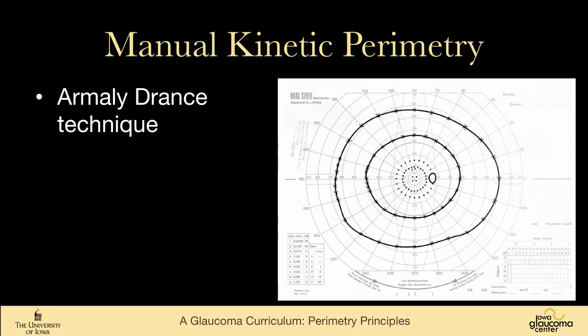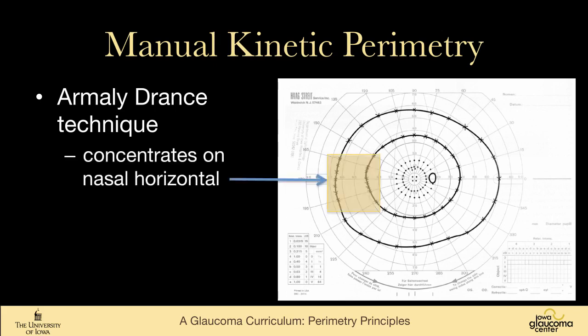Manual kinetic perimetry is typically done with the Armaly-Drance technique. The Armaly-Drance technique is not a lot different than most forms of manual perimetry, except that it concentrates on the nasal horizontal because of the horizontal raphe and the tendency of glaucomatous defects to show up nasally more so than elsewhere in the field.